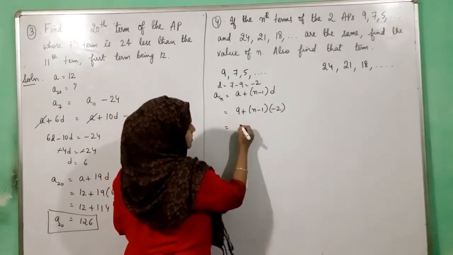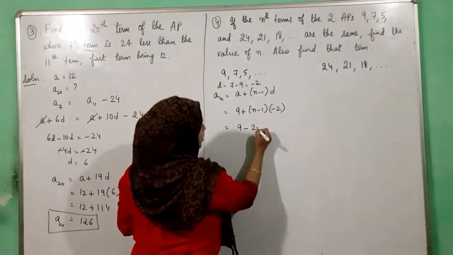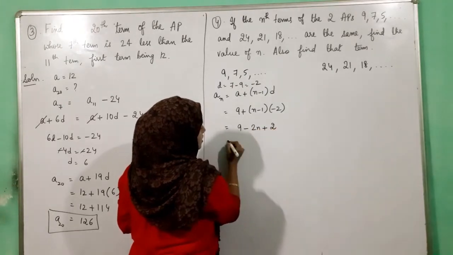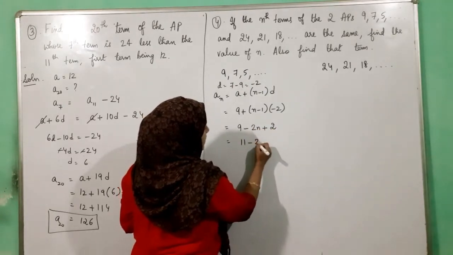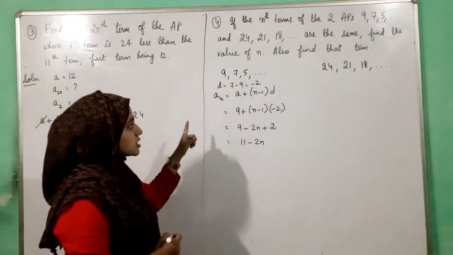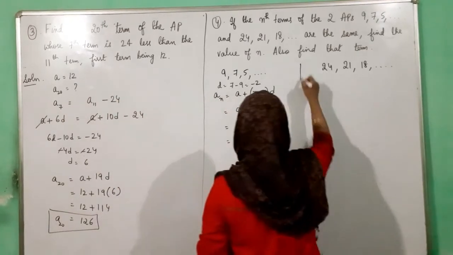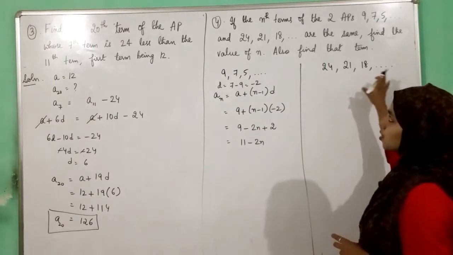So that will become 9 minus 2n plus 2. So this becomes 11 minus 2n. Okay, so this is the nth term of this AP. So now I will find out the nth term of this AP.